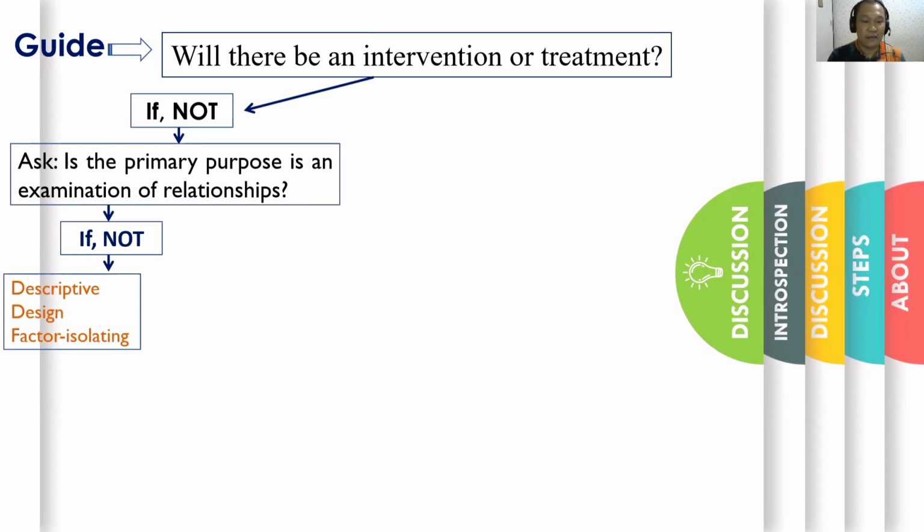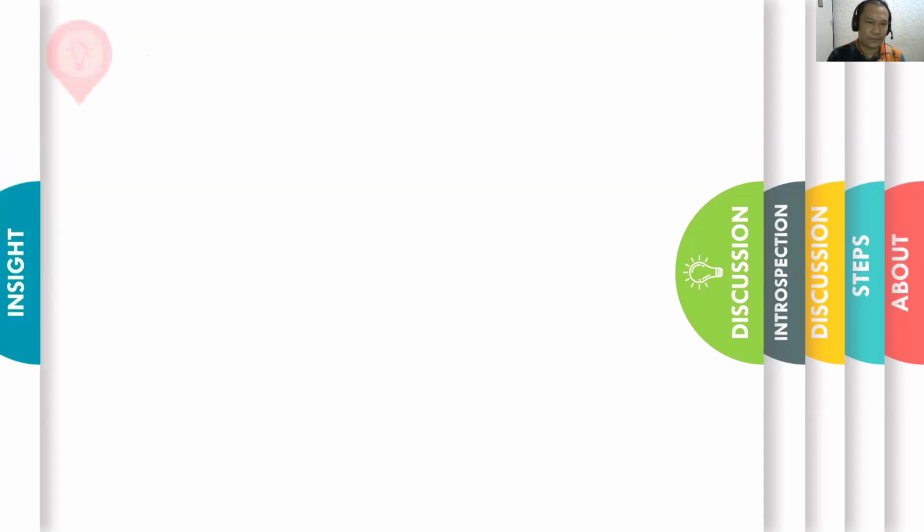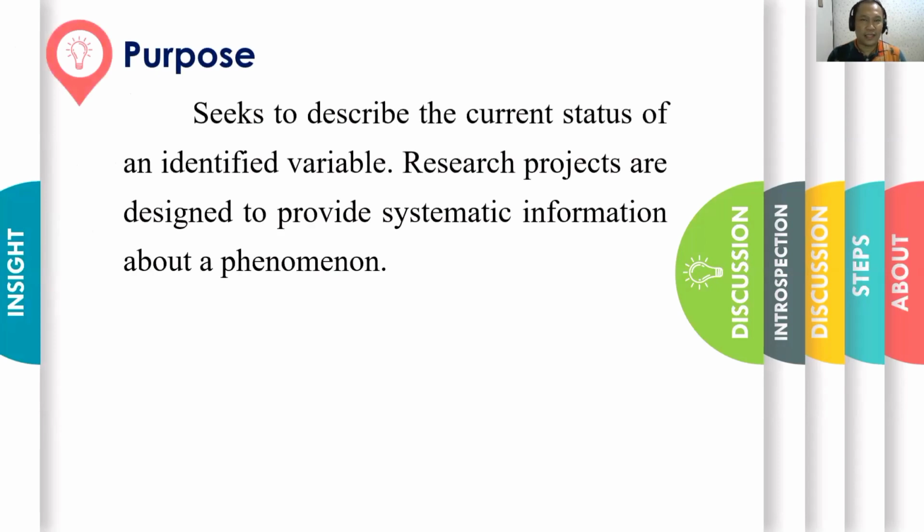This is also known as factor isolating. I repeat, you don't have intervention and you are not looking for an examination of relationship. Therefore, you are dealing with descriptive research design. Now, what is descriptive research design? The purpose of descriptive research design is to seek to describe the current status of an identified variable, wherein the research projects are designed to provide systematic information about a phenomenon.